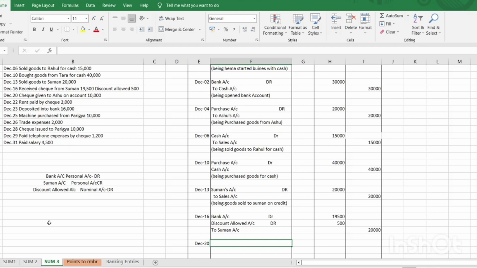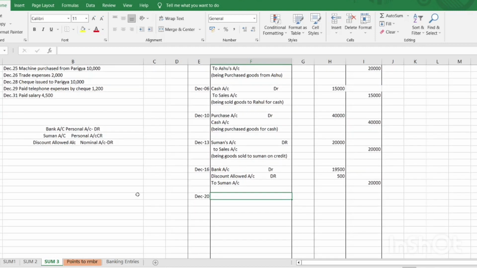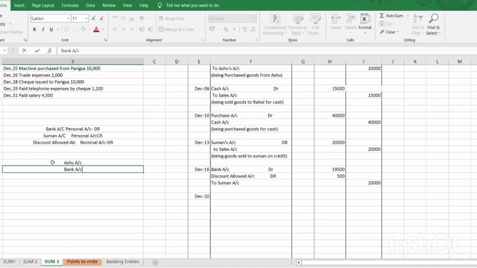Next, on December 20, check given to Ashu on account 10,000. So we are paying to Ashu 10,000 rupees. So here again Ashu's account and bank account, since we are paying by check. Bank account is a personal account and here we are the giver, so we are credited. And Ashu again is a personal account and she is the receiver, so she is debited. Let's make an entry for this.